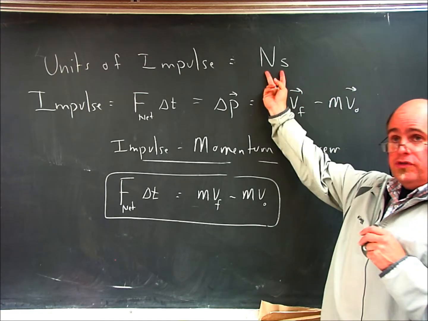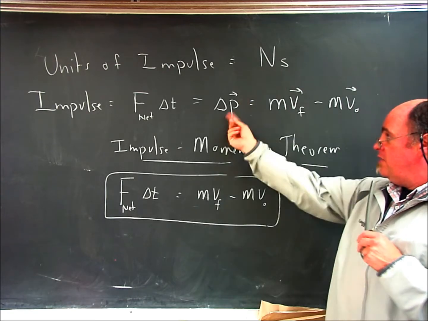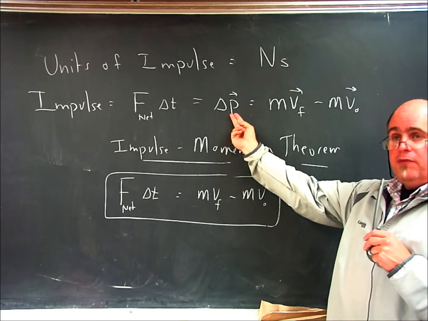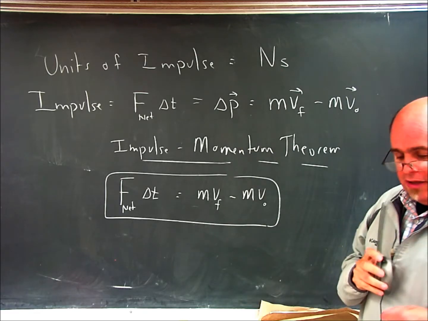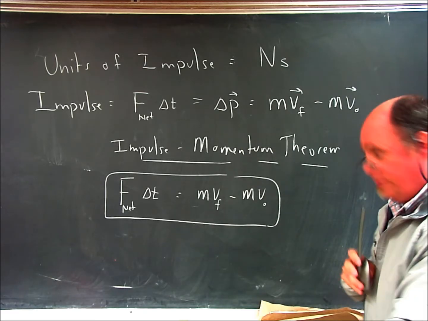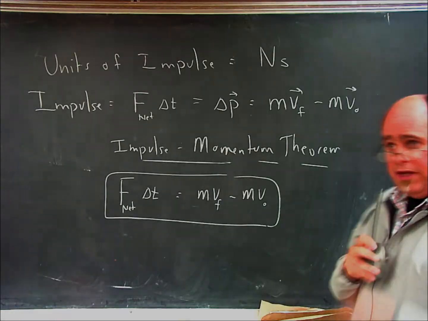These units of newtons times seconds are the exact same thing if you just looked at momentum by itself. Momentum is kilograms times meters over second. It would be the exact same unit. So let me give you a sample problem with that and see how we do.